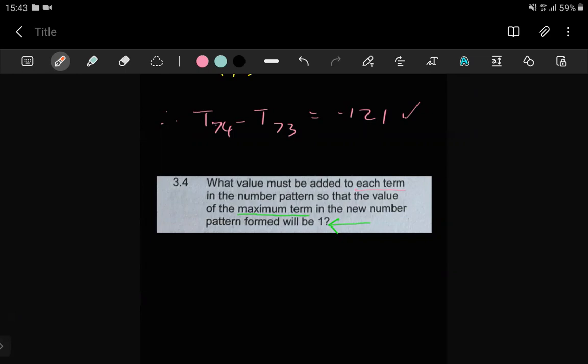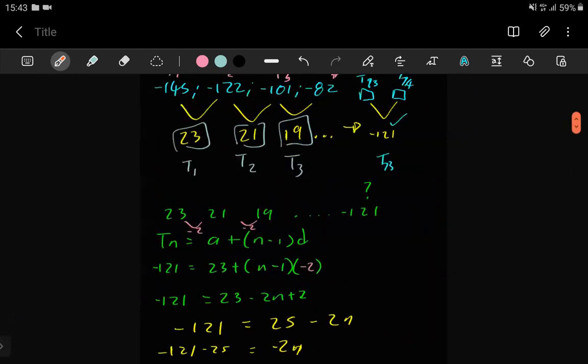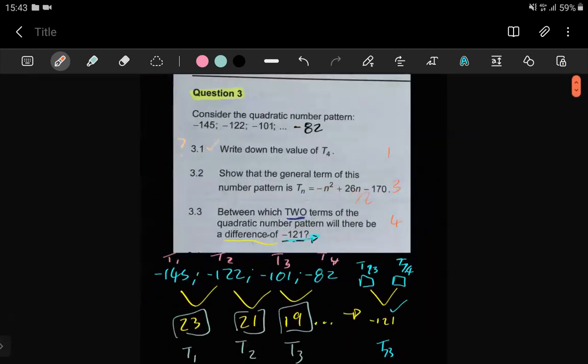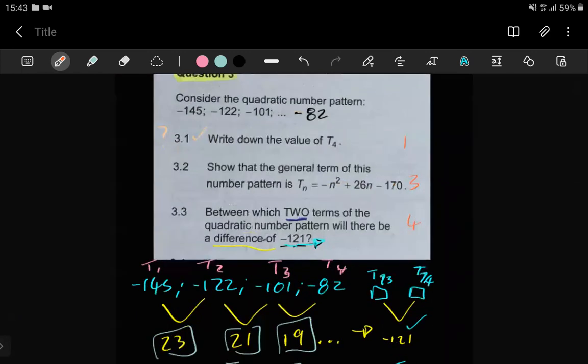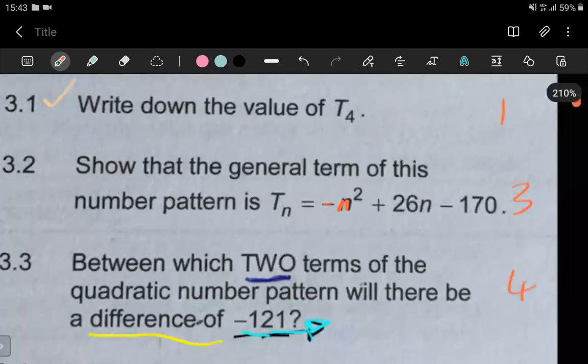So it says here, we need to, wait, what? Yeah, so with all that's been said, our sequence has a general term, negative something, something, something, something. Like negative n squared plus 26n minus 170.